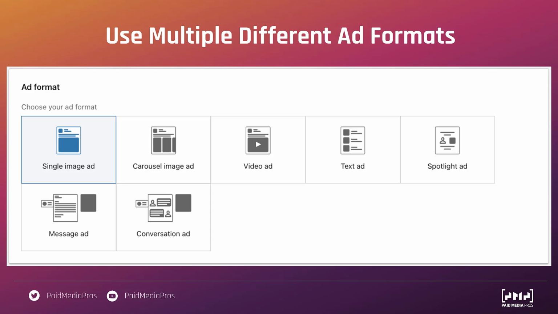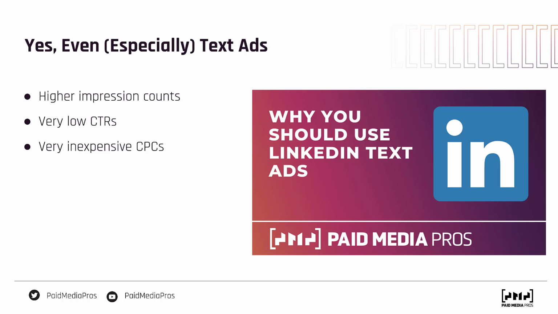And there's one ad format on here that most people skip over and don't test at all, and I think that is a huge miss for retargeting, and that's text ads. Text ads can be a great use for retargeting, because even though they have higher impression counts and lower click-through rates, they also have very inexpensive cost per click. And if you can get the same audience member to click on your ads for $1 or $2 in a text ad format as opposed to $5 or $6 in a sponsored content or single image post in the newsfeed, that sounds like a win to me.